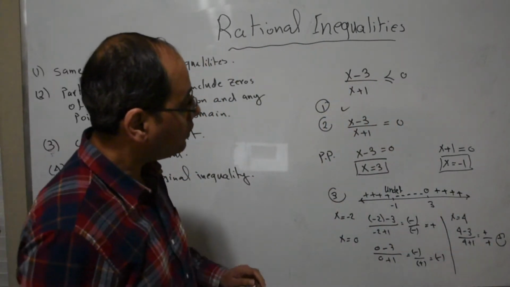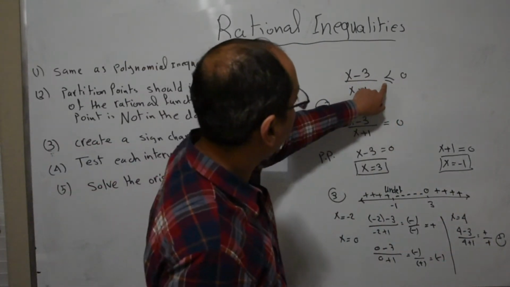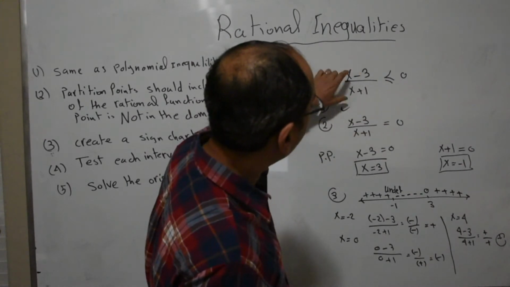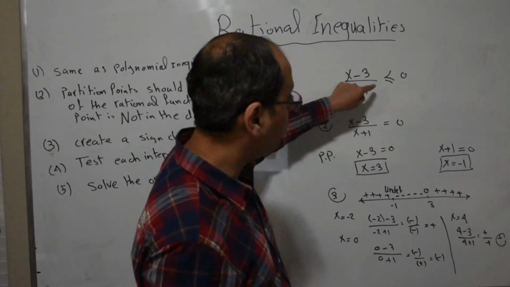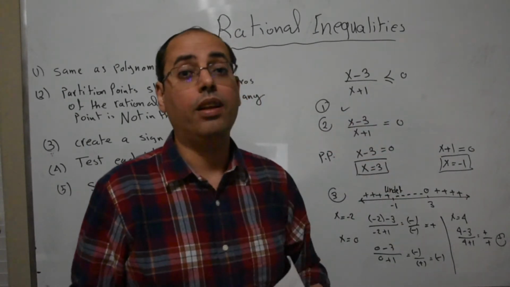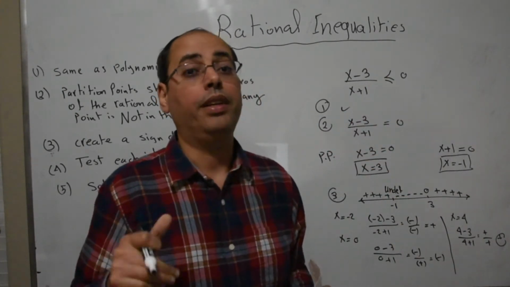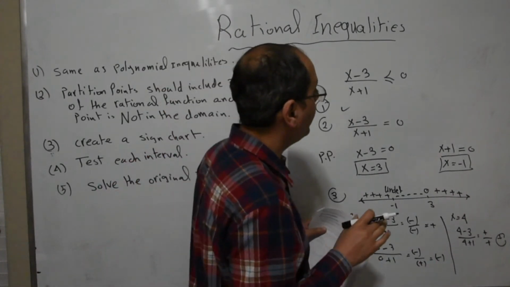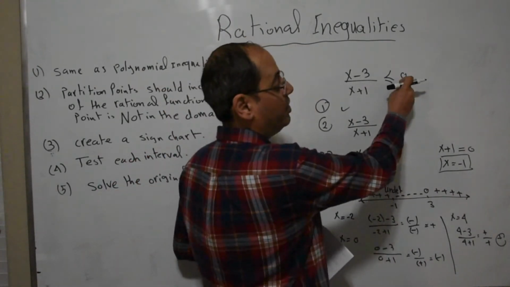Now, let's look at the expression here. This inequality must be less than or equal to 0. In other words, it must be negative. And I'm looking at the interval that is negative and includes the 0.